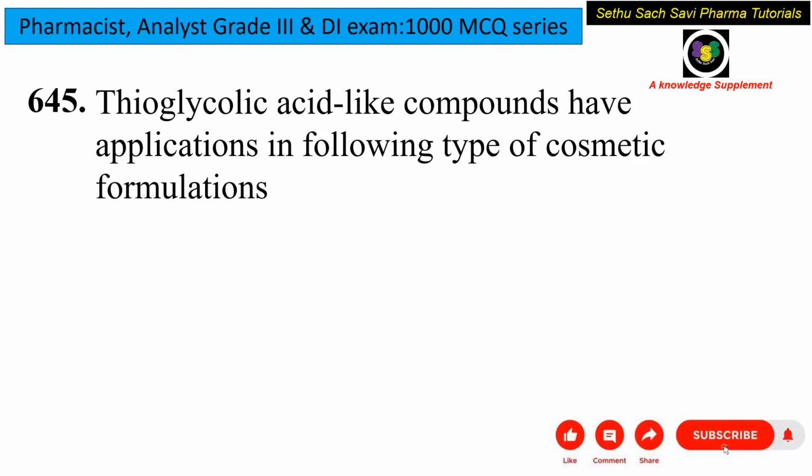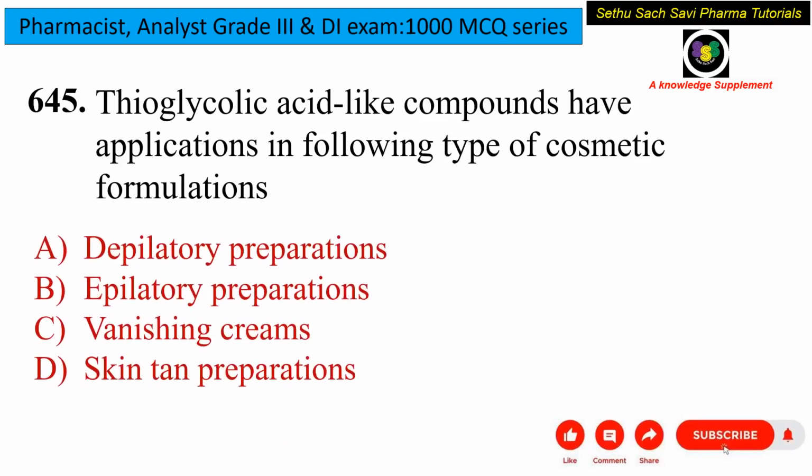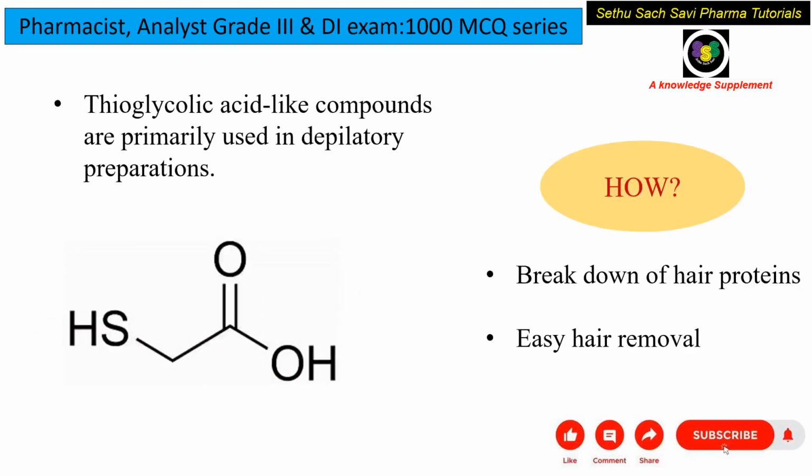Thioglycolic acid-like compounds have applications in the following type of cosmetic formulations. Is it depilatory preparation, epilatory preparation, vanishing cream, or skin tan preparation? See, thioglycolic acid is mainly used for removing hair. It is used as a depilatory preparation. How does it work? It works by breaking down the hair protein. We know the keratin is broken down by thioglycolic acid.